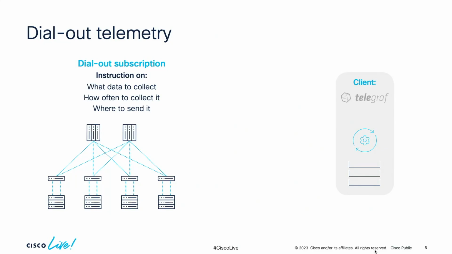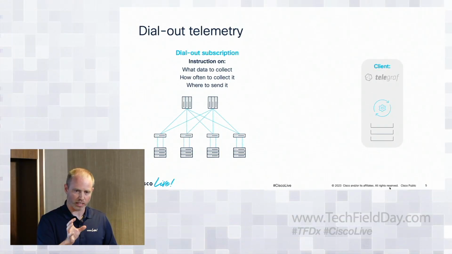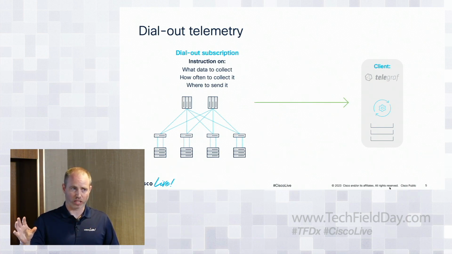Now, telemetry, there's two ways of doing it. There's dial-out telemetry and there's dial-in telemetry. Dial-out telemetry is where all of the configuration, all of the parameters that you want, are part of the running configuration on the switch. So you say, what data do I want to gather? How often do I want to gather it? And where do I want to send it? And that's part of the running configuration, and that's applied on the switch. And then the switch initiates that connection outbound to a client.